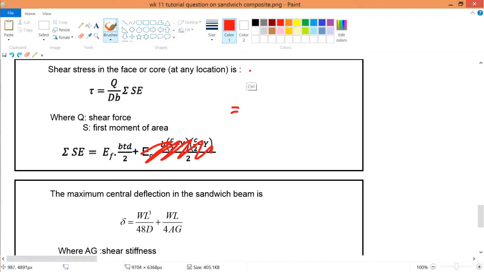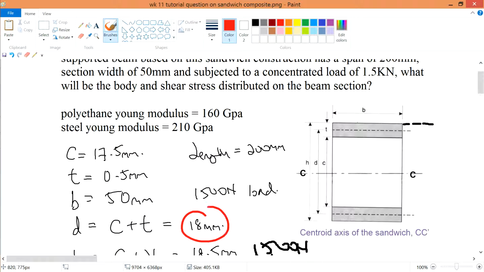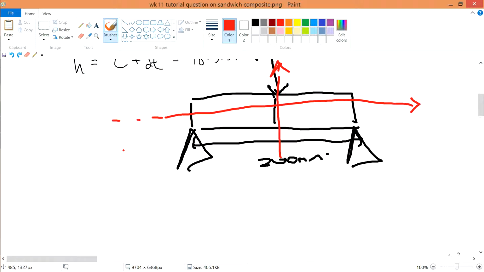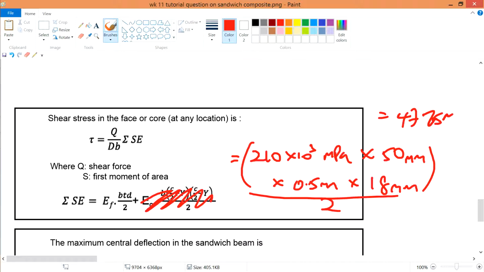The Young's modulus of the face is 210 times 10 to the power of 3 megapascal, multiplied by B, which is 50 mm, and then multiplied by T, which is 0.5 mm. D is 18 mm, B is this one, T is this one. So D is 18 mm, and then the whole thing divided by 2. So what do we have now? We have 47.25 megapascal.